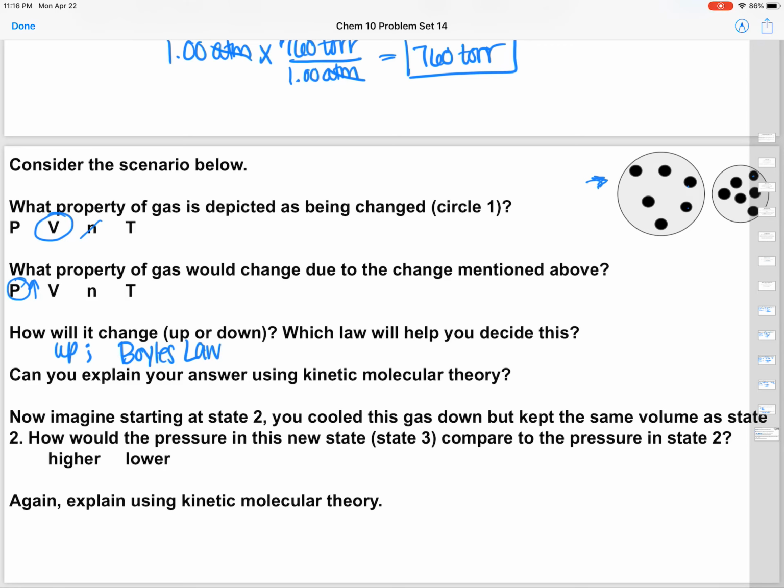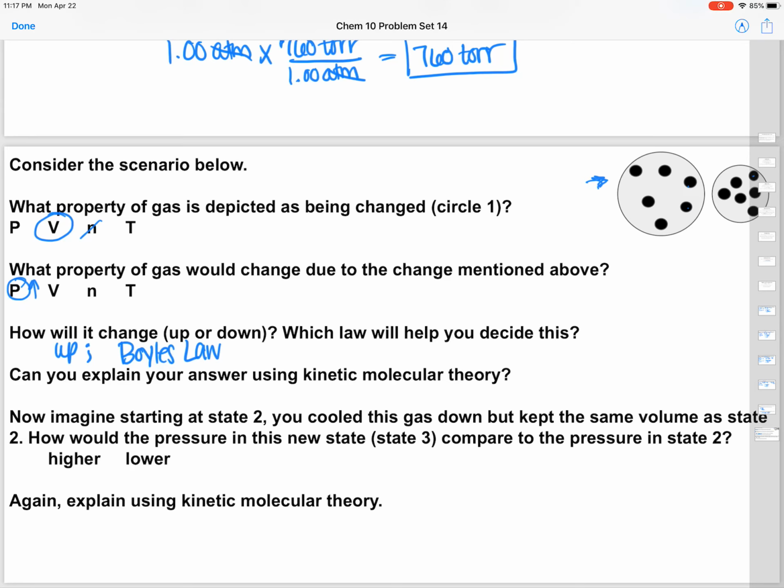Can you explain your answer using kinetic molecular theory? Well, as you would know from your lecture, according to kinetic molecular theory, gas molecules are bouncing around inside their container. They're colliding with each other, hitting each other. It causes them to change direction every time they hit each other. And that causes pressure because they're hitting against the walls of the container.